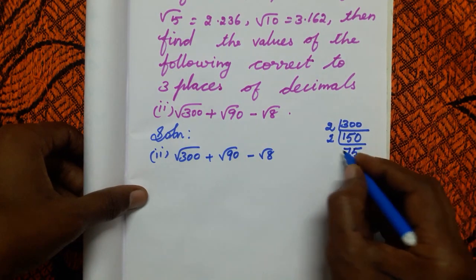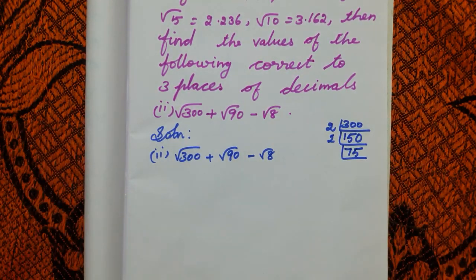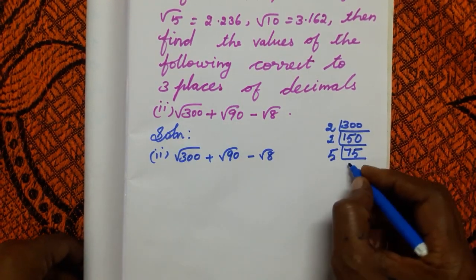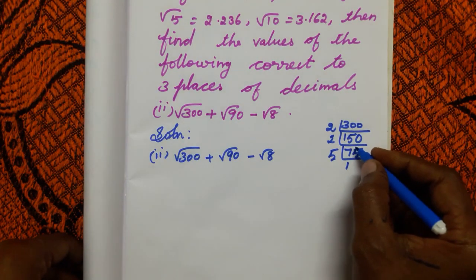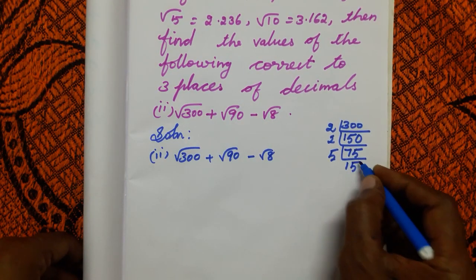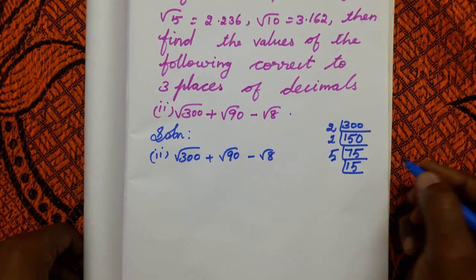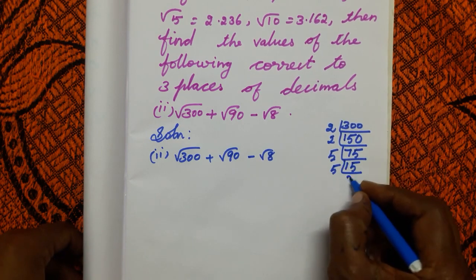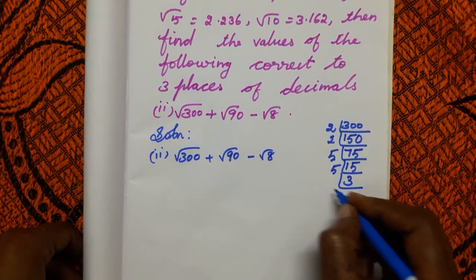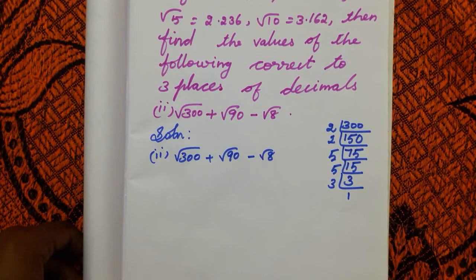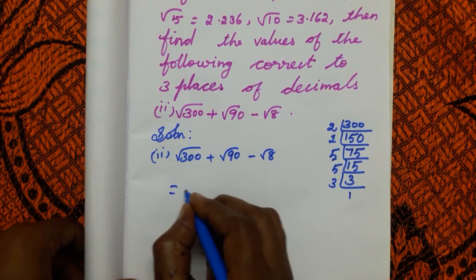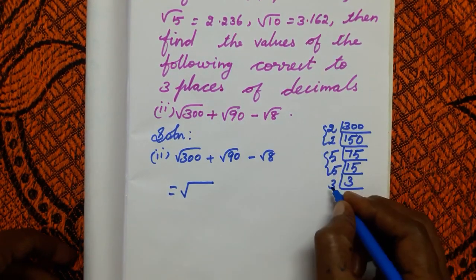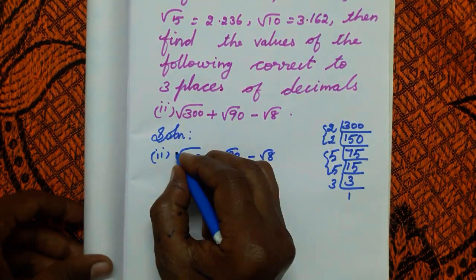5 2s are 10. Again which table we can factorize? Yeah, 5 table we can factorize. When we are factorizing with 5 table, 1 5 is 5. Next 2 balance. 5 5s are 25. Again we can factorize with which table? Yeah, 5 table. 3 5s are 15. Next factorize with 3 table, 1 3 is 3. So we can write root 300 is 2 square 5 square into 3.